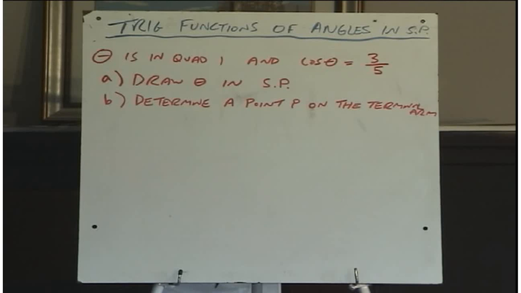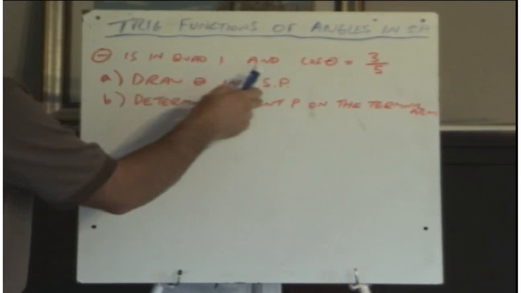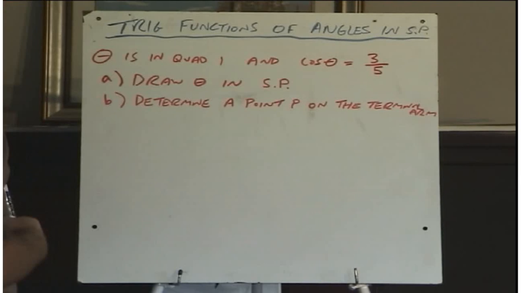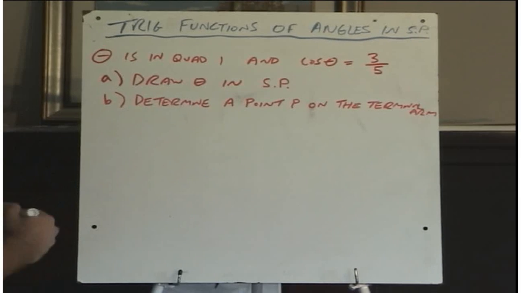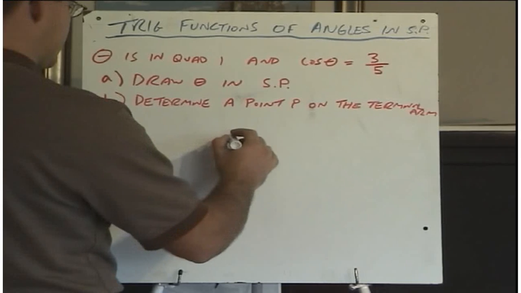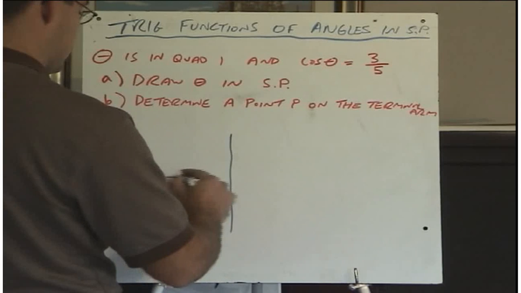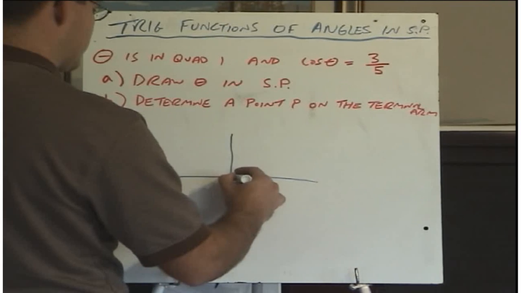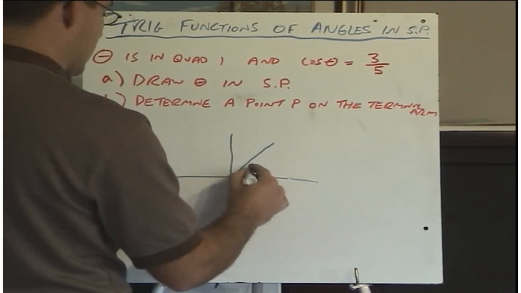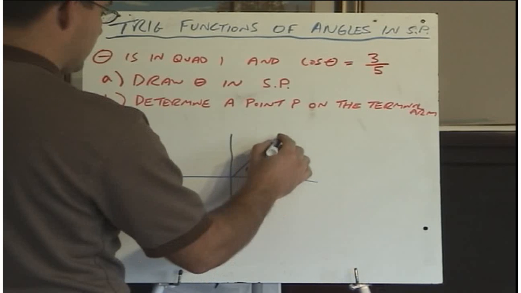Let's look at this question here. We're told the angle theta is going to be in quadrant 1, and that the cosine of that angle is 3/5. So it asks us to draw the angle theta in standard position. That's the first thing. So I'm just going to put some angle here in quadrant 1. There it is, some angle theta.